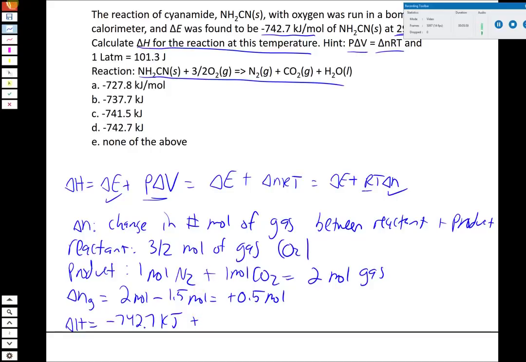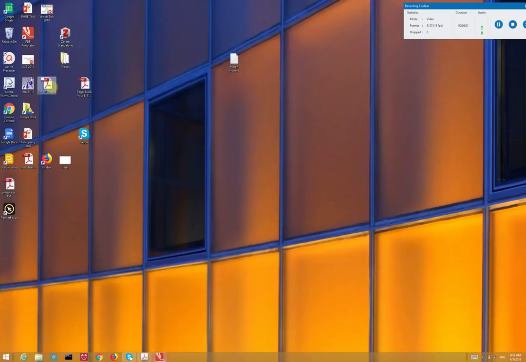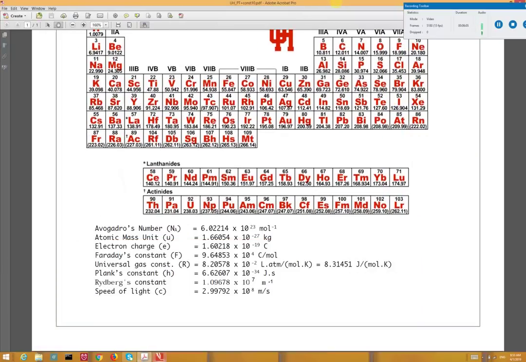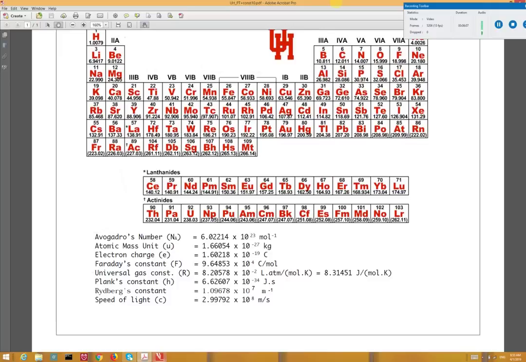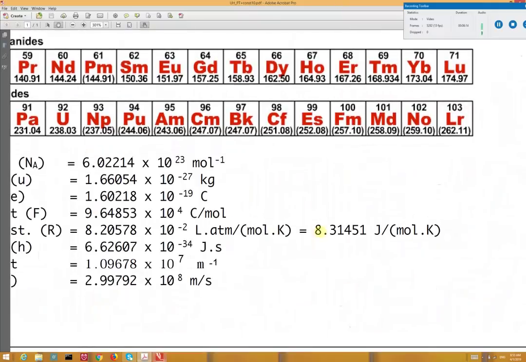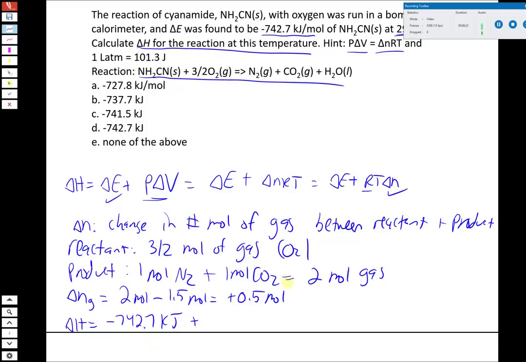So if we go to the periodic table, the universal gas constant R is down here. And there's 2 values, as I said. The one that we want to use, typically when we're dealing with delta H and delta E, is this one here, 8.314. Now that's joules per mole Kelvin. So our universal gas constant R that we need to use for this number here is equal to 8.314 joules per mole Kelvin.